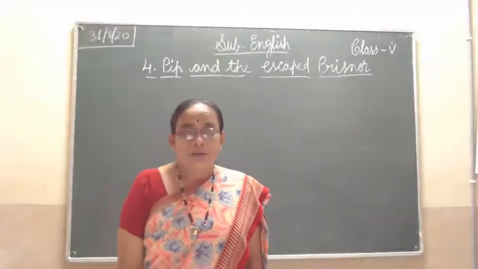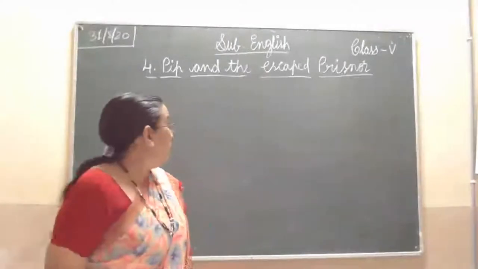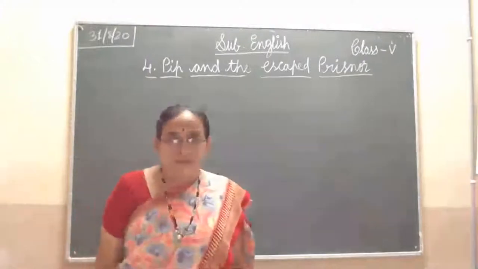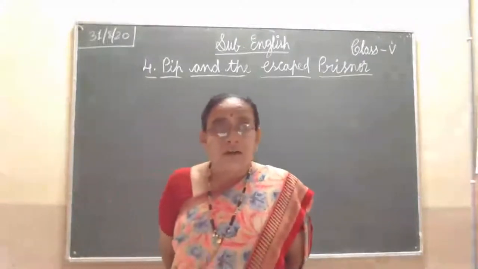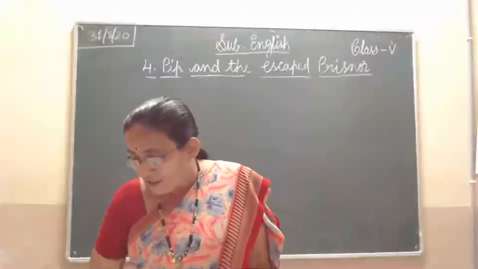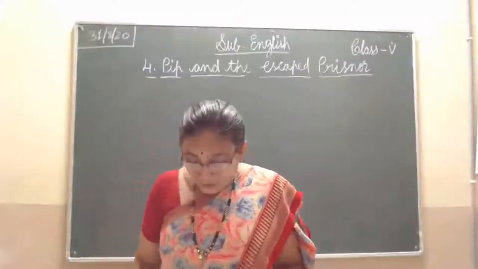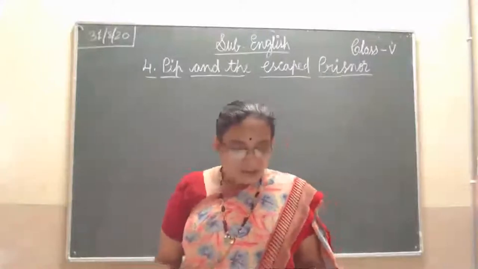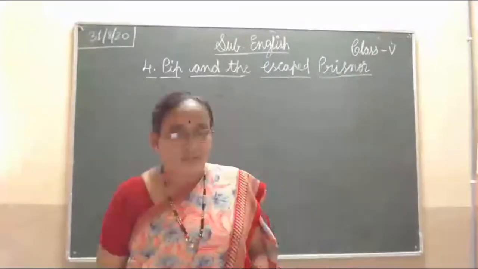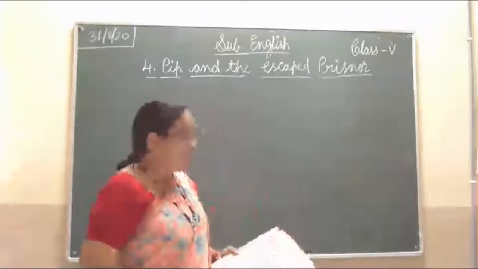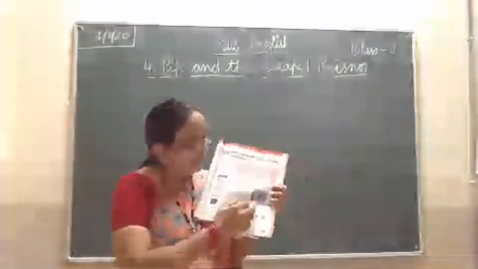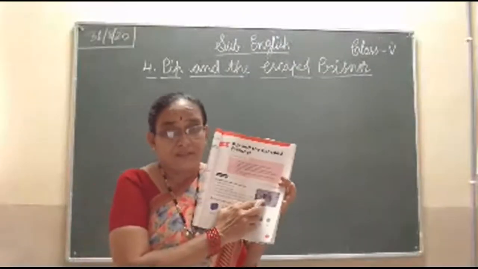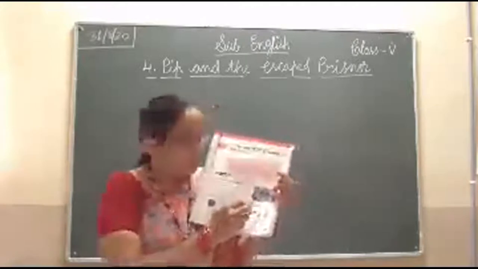Today I am going to teach you the fourth lesson, Pip and the Escaped Prisoner. Before starting the lesson, I want to warm you up by asking words. Here they have given one picture. A man is standing in a prison. Prison means here jail.